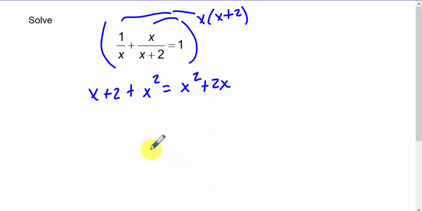So now we've got a quadratic. I get rid of the x squareds on both sides, and now I no longer have a quadratic. It's just a linear equation. Bring the x over, and x is equal to 2.